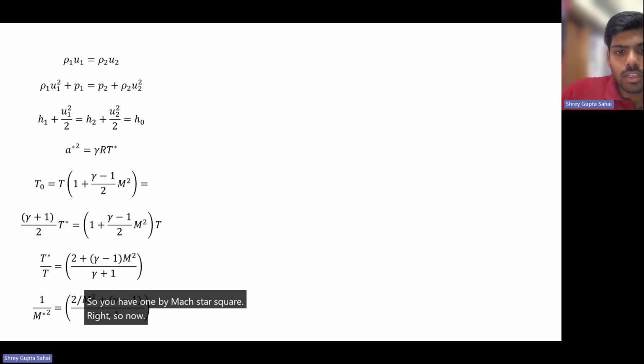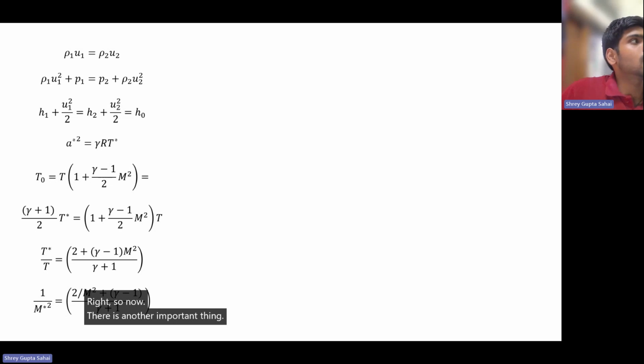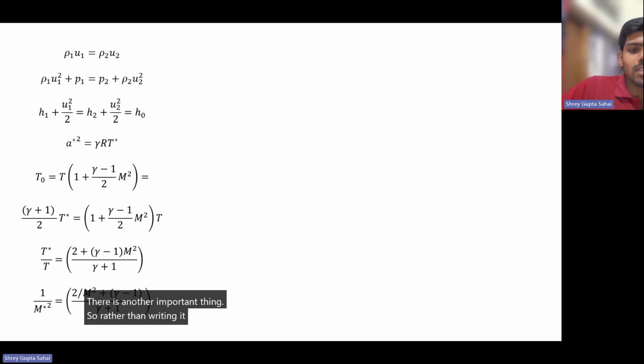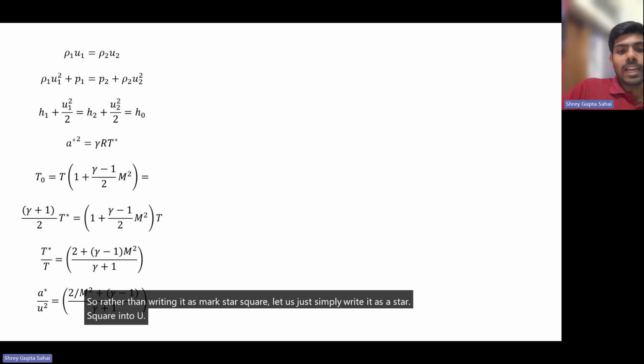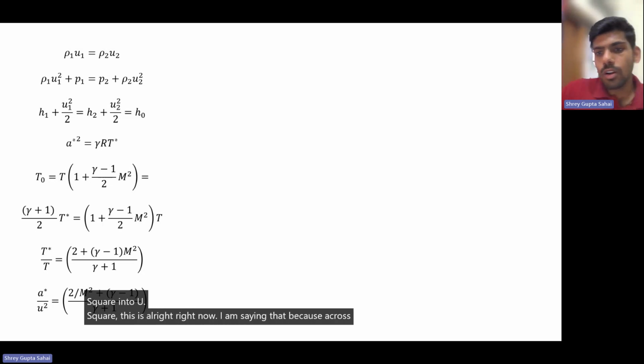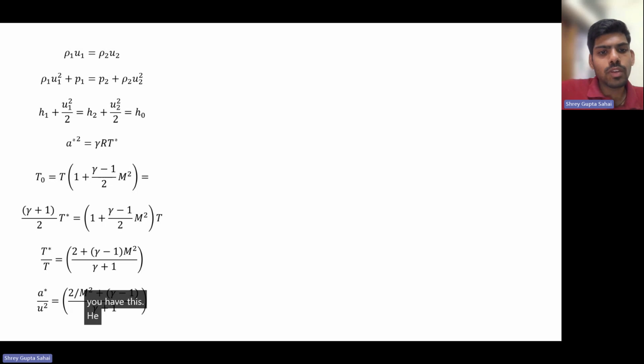There is another important thing, or let me think if we can relate. Yeah. So rather than writing it as mark star square, let us just simply write it as a star square into u square. This is all right, right? Now I am saying that because across the normal chalk, you have this. Anyways, across the normal shock, we know what do we know.